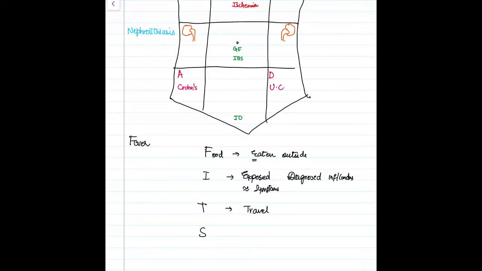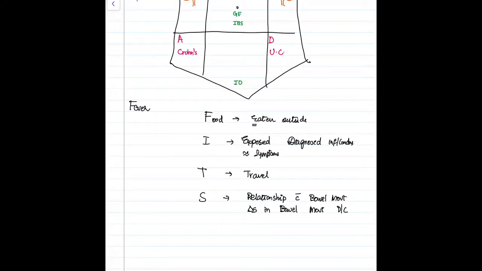Here we are going to take a detailed history about stool. Just like for upper abdominal pain, we asked any relationship with food. Here we are going to ask any relationship of pain with bowel movement. And then we are going to ask, have you had any changes in bowel movement? It can be diarrhea or constipation.